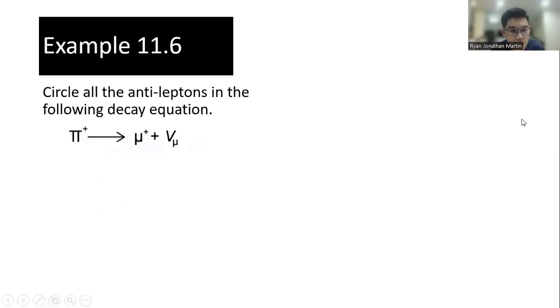How about this one? Circle all the anti-leptons in the following decay equation. A bit more challenging.